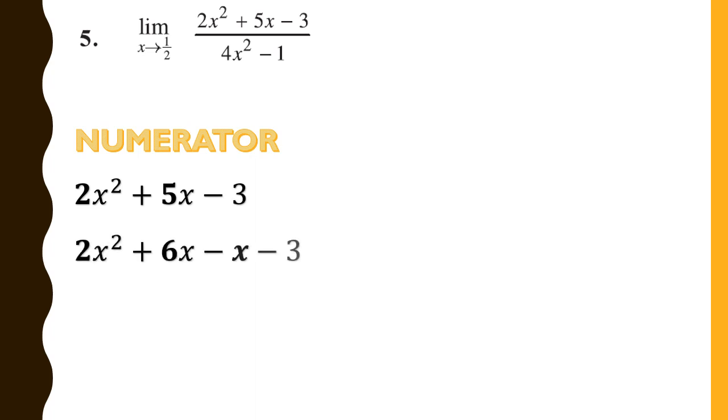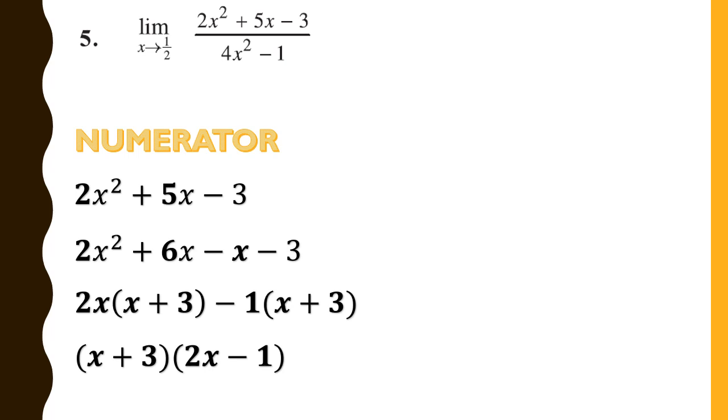So here the factorization will be plus 6x minus x, because the first value is 2x, last is negative 3. That becomes negative 6x square. So I have to divide my 5x into 6x positive and negative x. So I will take 2x common for the first part and negative 1 common for the second part. My factor will be x plus 3, x plus 3. So the factors are x plus 3 and 2x minus 1.